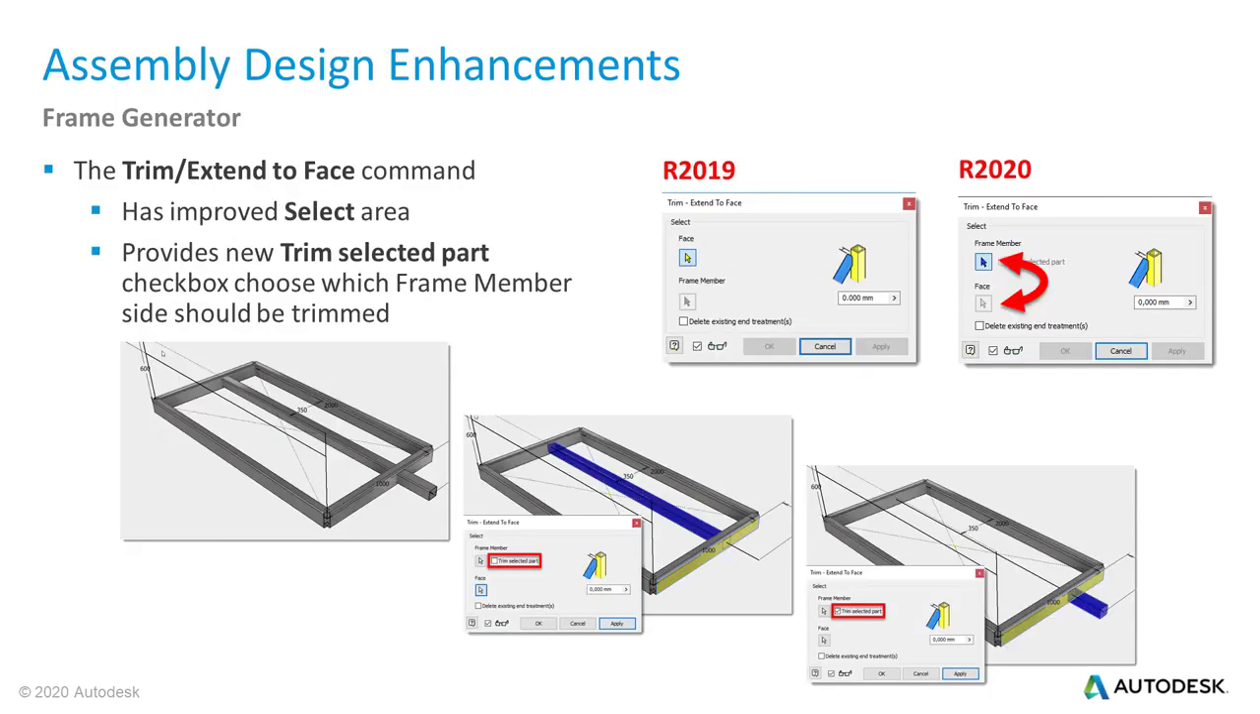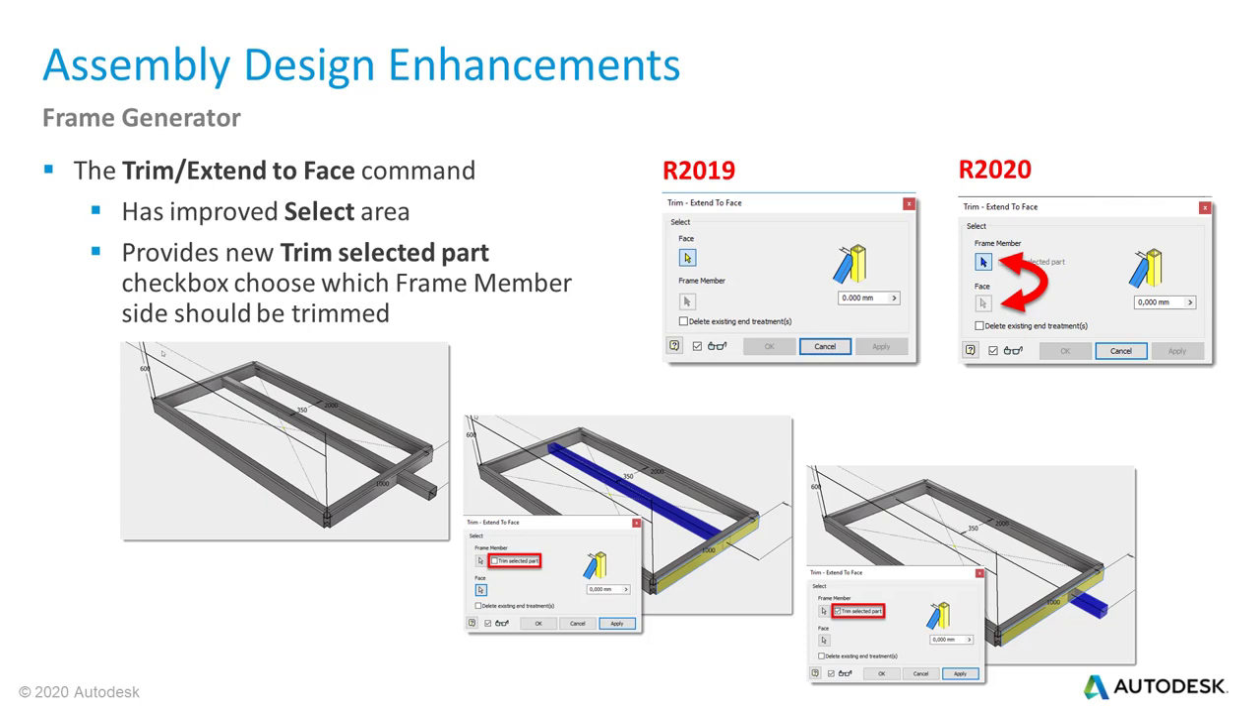The trim/extend to face command has an improved select area. The frame member selection comes first now, and the face selection afterwards. In previous versions, these selections were ordered the other way around. There's also the new Trim Selected Part checkbox that lets you select the frame member side you want to keep.